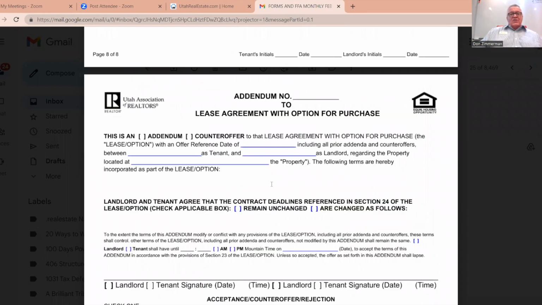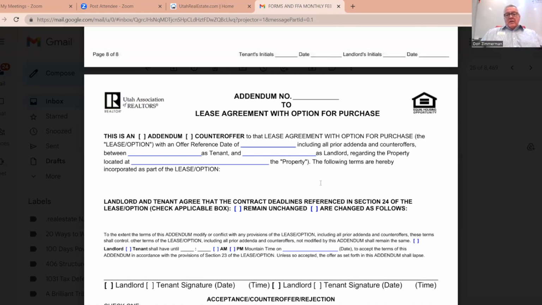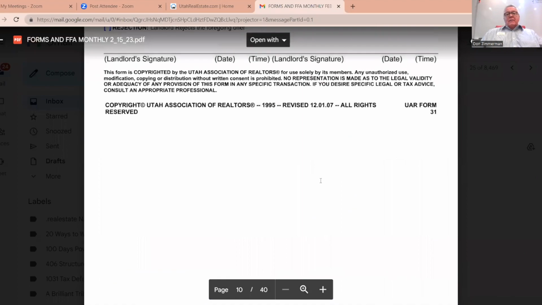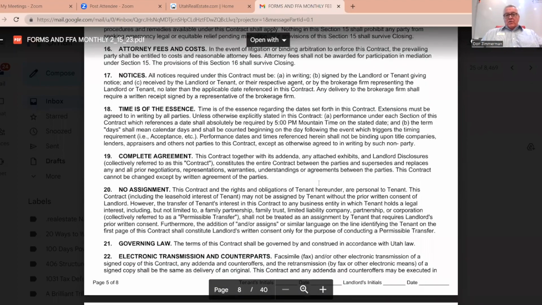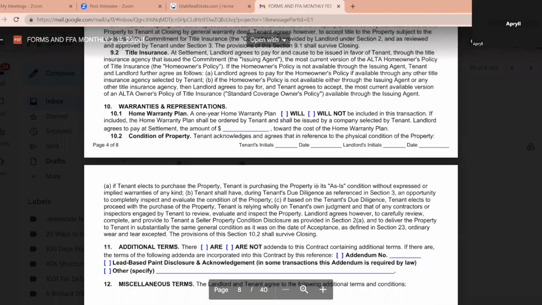Now, if an agent says, oh, I can write an addendum, then you are taking the place of that attorney, and you take full liability for that. So it behooves you to utilize the forms that are already available. Does anybody have any questions on the lease agreement, lease with option to purchase? Anybody? Hi, Don. Hi, April.